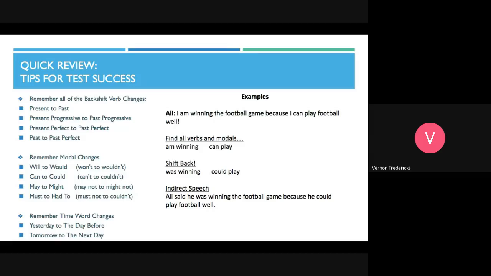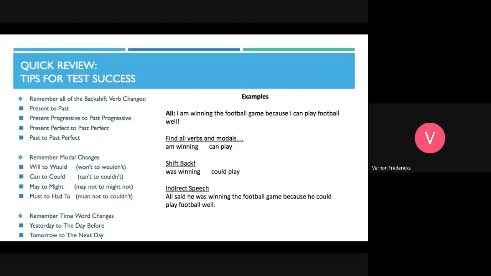Okay, so remember we are shifting back now for the reported speech. The reported speech, or the indirect speech, is: Ali said he was winning the football game because he could play football well. So that's easy, students. First, find your verbs.